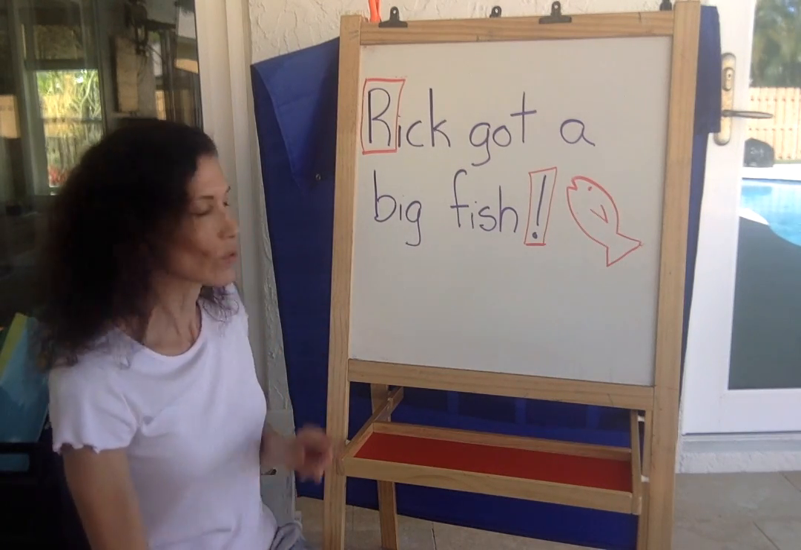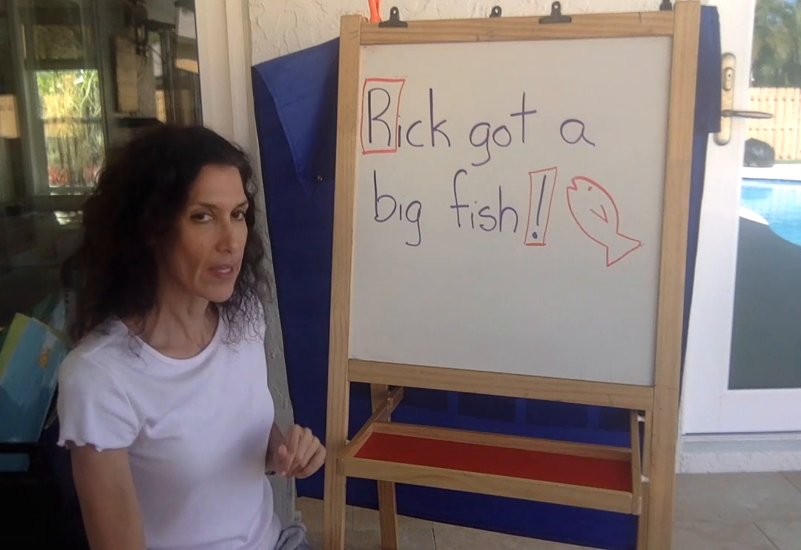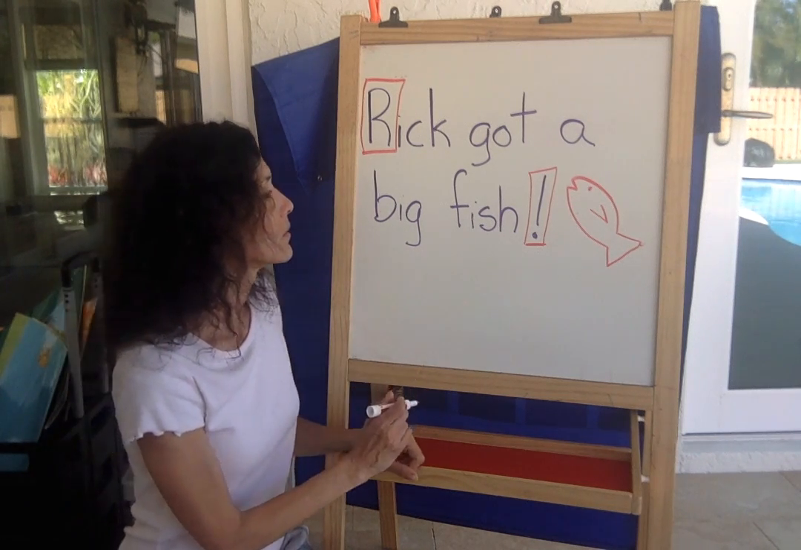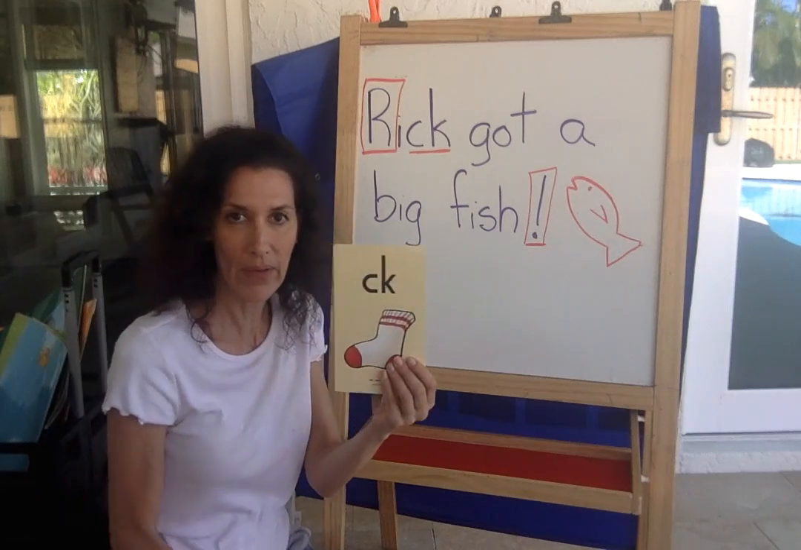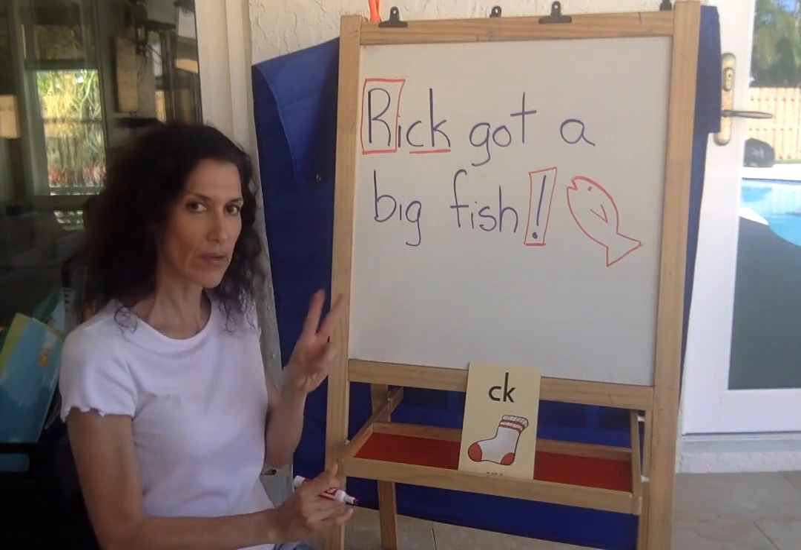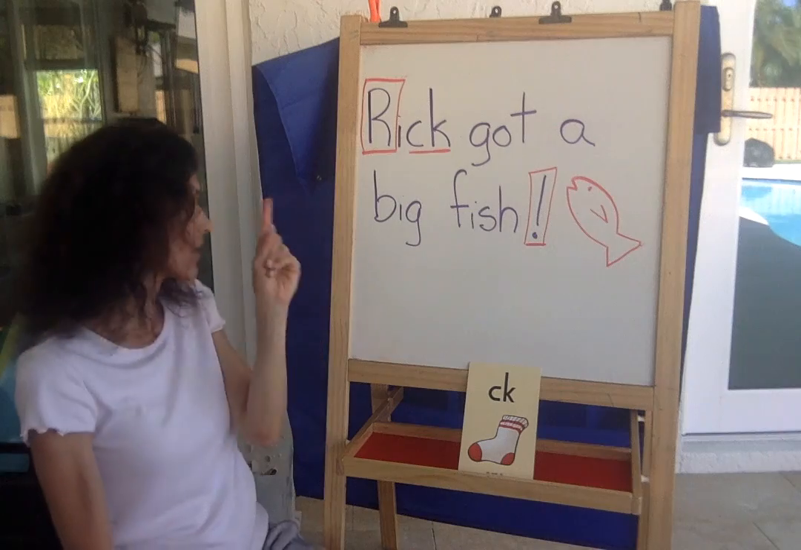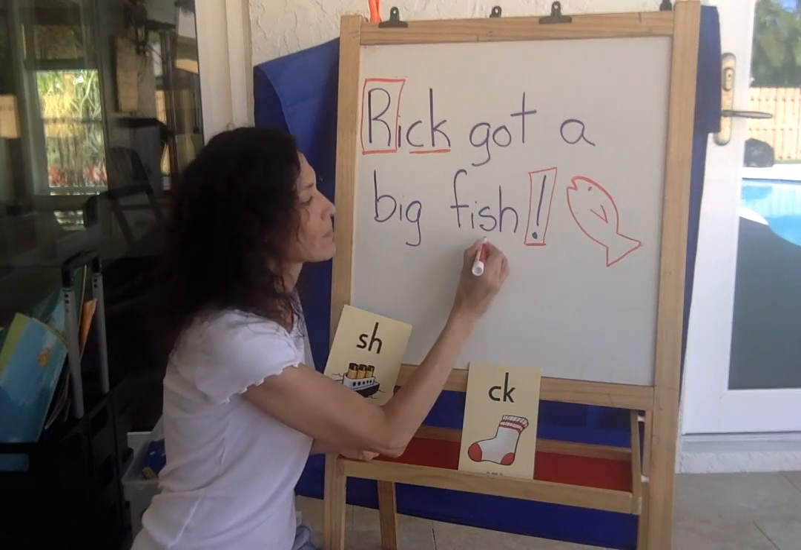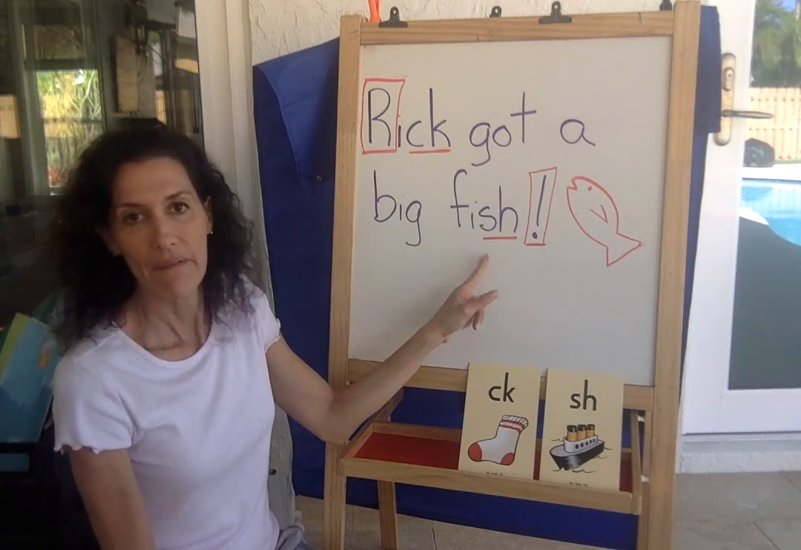All right, what about my digraphs? There's 2 digraphs in this sentence. 2 words in this sentence use a digraph. Can you find them? You can find them, say them. All right, so that's right. I've got my first digraph right here in Rick. Notice how it's at the end of the word. I've got my ck digraph right here. And there's 1 more digraph. You know what a digraph is, remember? It's 2 letters that make 1 sound. Of course you know that. I don't think you'll ever be able to forget that. All right, and my other digraph, if you found it, was my sh in fish. So I've got Rick got a big fish.